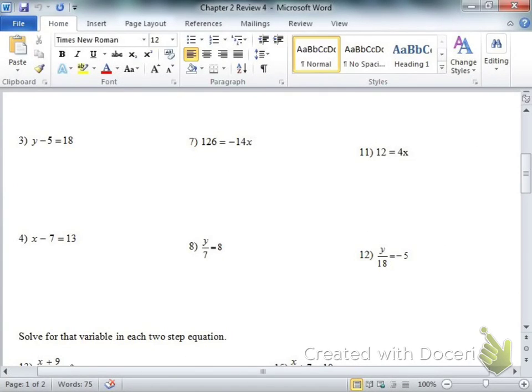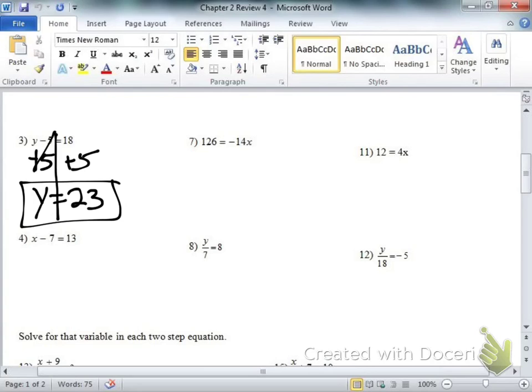Here's the rest of the one-steppers. So I need to undo subtracting 5 on number 3. The way I will do that is to add 5 to both sides. So I get y equals 23. Number 4, I want to get rid of the subtracting 7. The inverse of subtracting is adding. So I'm left with just x on the left, and 13 plus 7 is going to give me a 20.